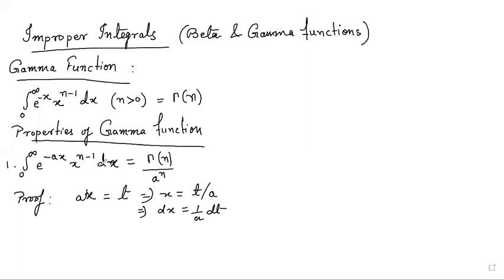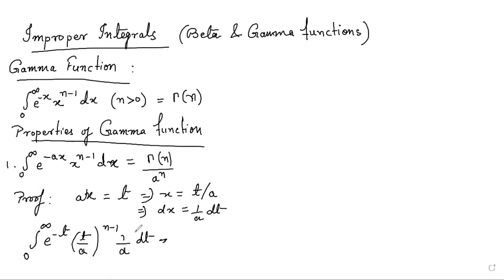So let us replace it in the integral. Obviously, when x equals 0, t equals 0. When x tends to infinity, t tends to infinity. So the limits are also 0 to infinity. Then e to the power of minus ax means e to the power of minus t, x means t by a, to the power of n minus 1, and dx is 1 by a dt. Is it okay for all up to this much?